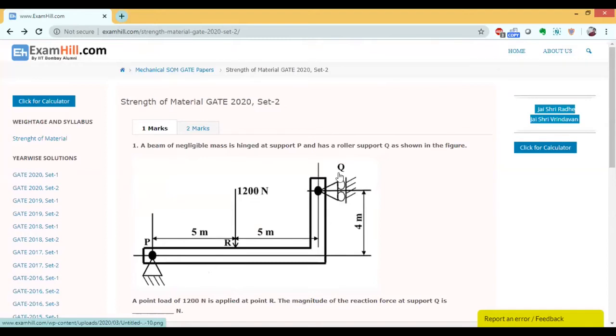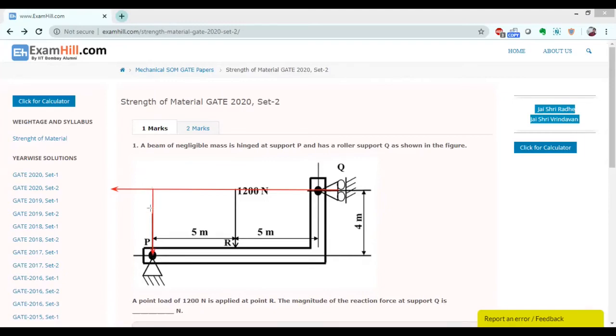Why into 4? Always remember which distance you need to consider. You need to consider the perpendicular distance. This is the line of action of force, and the distance which you need to consider is the distance between the point and the line of action of force, the perpendicular distance. Always remember. So the perpendicular distance is this one.